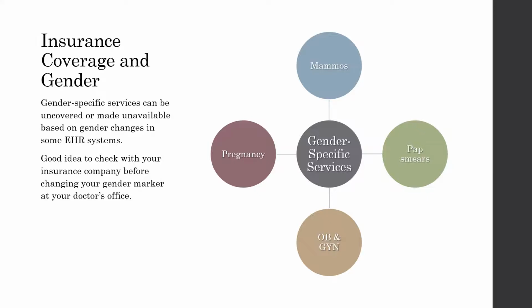So what would some of those services look like? It would be things like mammograms, things like pap smears. I know a lot of people run into problems with pregnancy and obstetricians if it says male, or other, because in a lot of systems it just says, well, if this person is male, they cannot need these procedures. That makes sense. It makes sense that that would be an issue, rather.